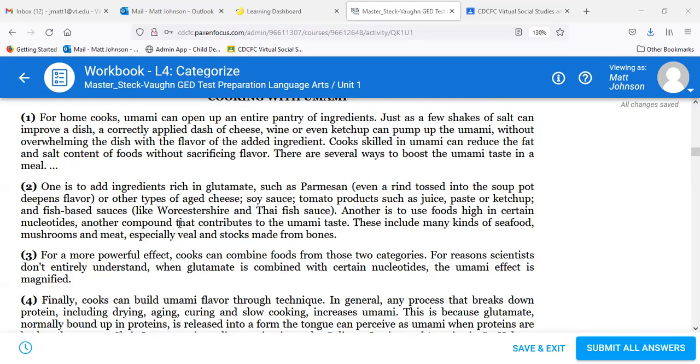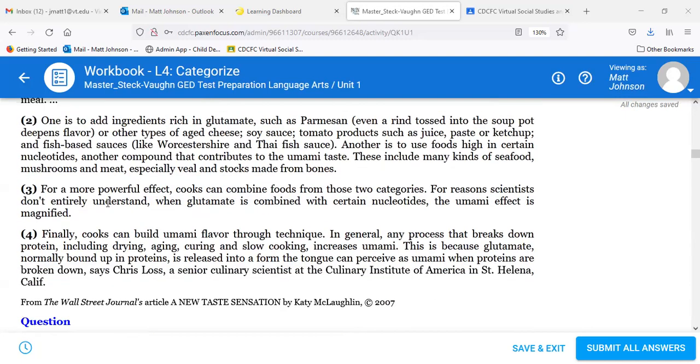For a more powerful effect, cooks can combine from those two categories. For reasons scientists don't entirely understand, when glutamate is combined with certain nucleotides, the umami effect is magnified. Finally, cooks can build umami flavor through technique. In general, any process that breaks down protein, including drying, aging, curing, and slow cooking, increases umami. This is because glutamate, normally bound up in proteins, is released into a form the tongue can perceive as umami when proteins are broken down, says Chris Loss, a senior culinary scientist at the Culinary Institute of America in St. Helena, California.